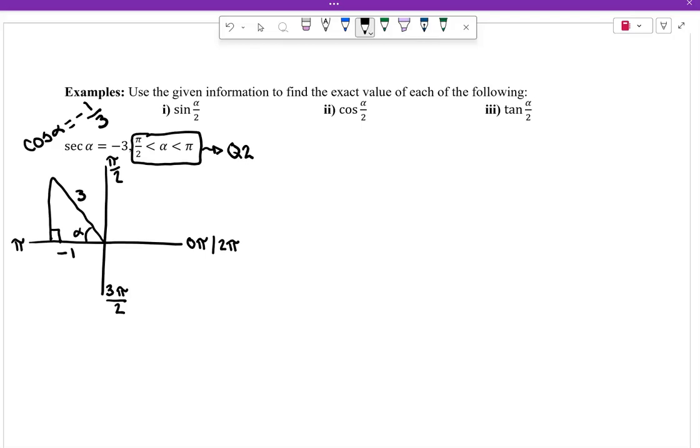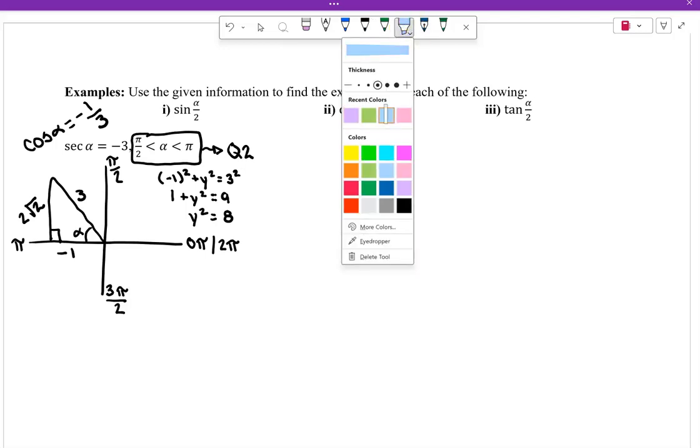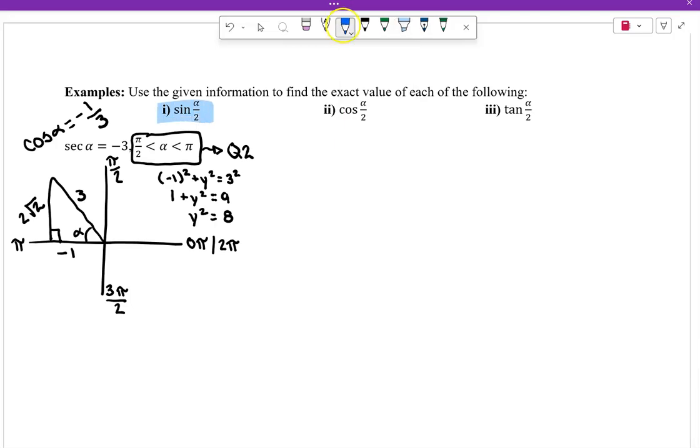So we will need to do Pythagorean theorem to figure out what our y is right here. So we're going to have negative 1 squared plus y squared equals 3 squared. 1 plus y squared equals 9. Subtract the 1, you get an 8. Now when you go to square root both sides, okay, you will get 2 square root of 2, and sine is positive, slash y is positive in quadrant 2, so we're good. So let's start off with sine.